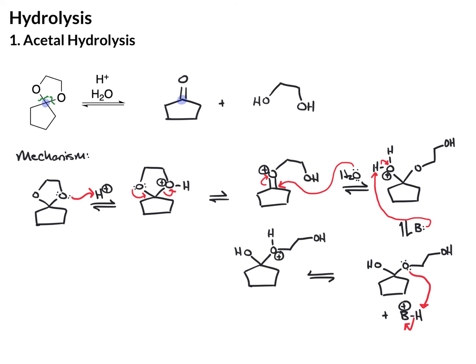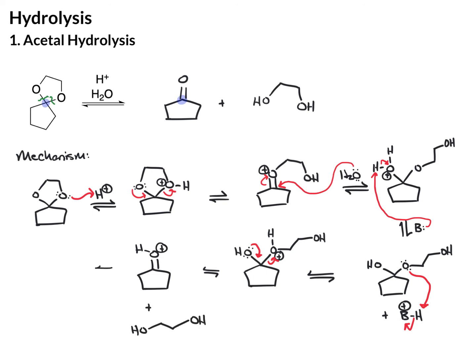Next step is we're going to lose that alcohol group. And I'll use a lone pair on this oxygen, push that down, and that will break the bond to this leaving group. So that ends up giving me just a protonated carbonyl. Plus, this is where the diol comes out.